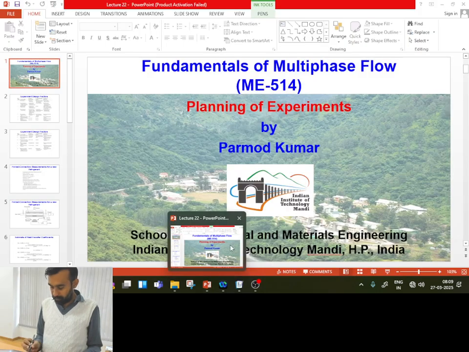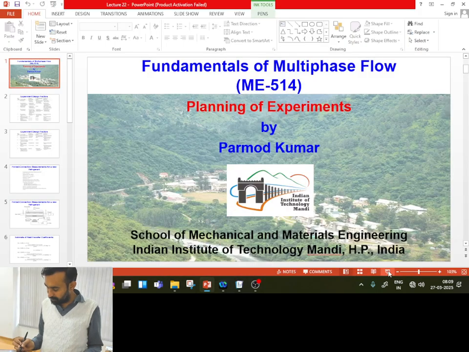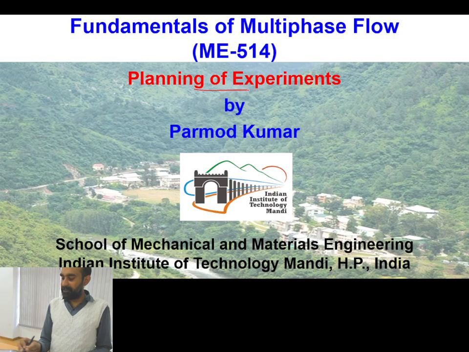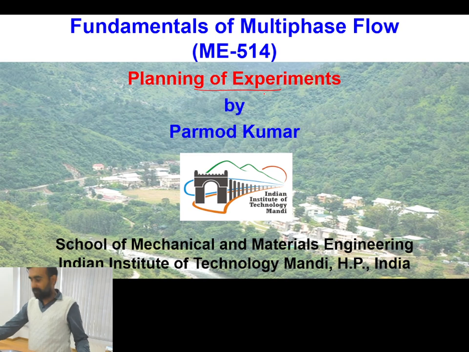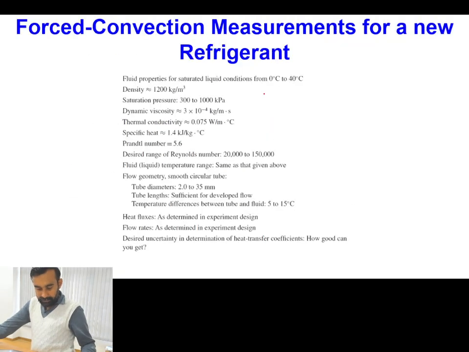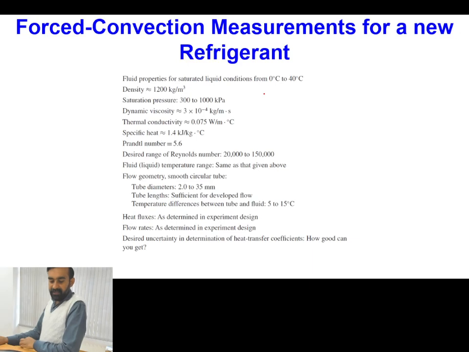Okay, so we have started discussion on experimental planning in the previous lecture, and in terms of experimental planning, we were starting with an example, and we saw that the example is for determination of a forced convection heat transfer coefficient of a new refrigerant. So these were the conditions which were listed over here.